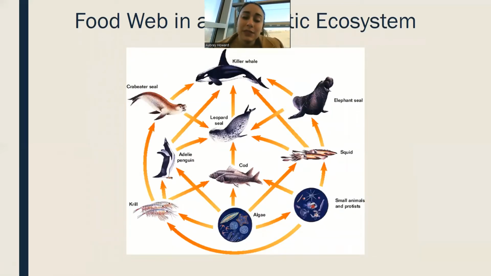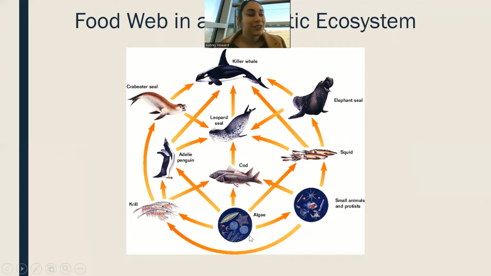Food webs are composed of interconnected food chains. So again, a food chain is one pathway that energy can take. A food web shows all of the multiple pathways that energy can flow through in the ecosystem. So if we begin with the algae, we can still see that original food chain here.